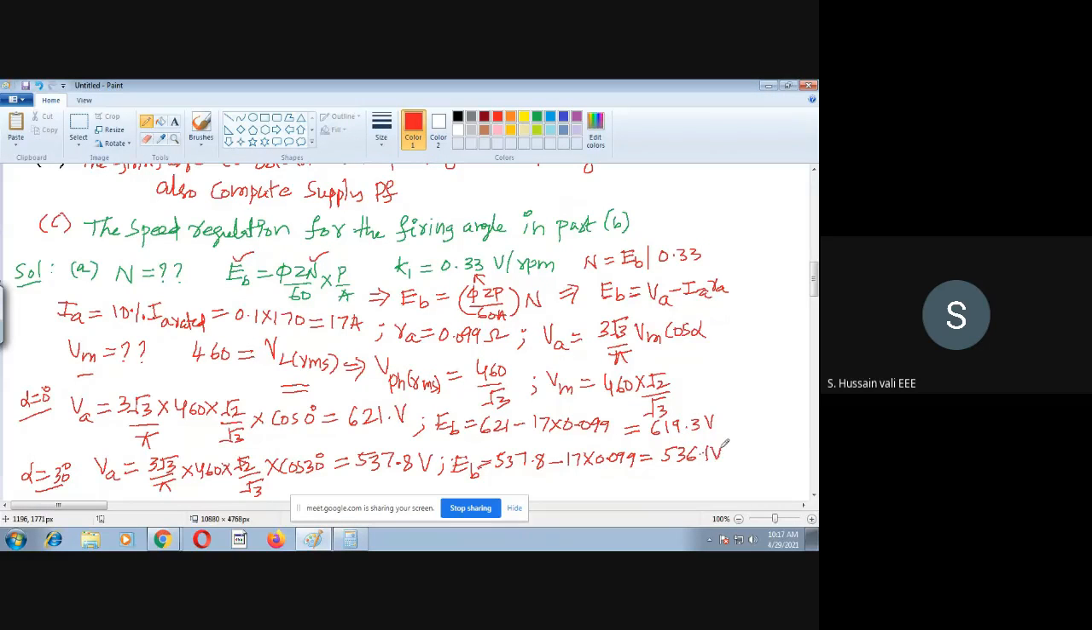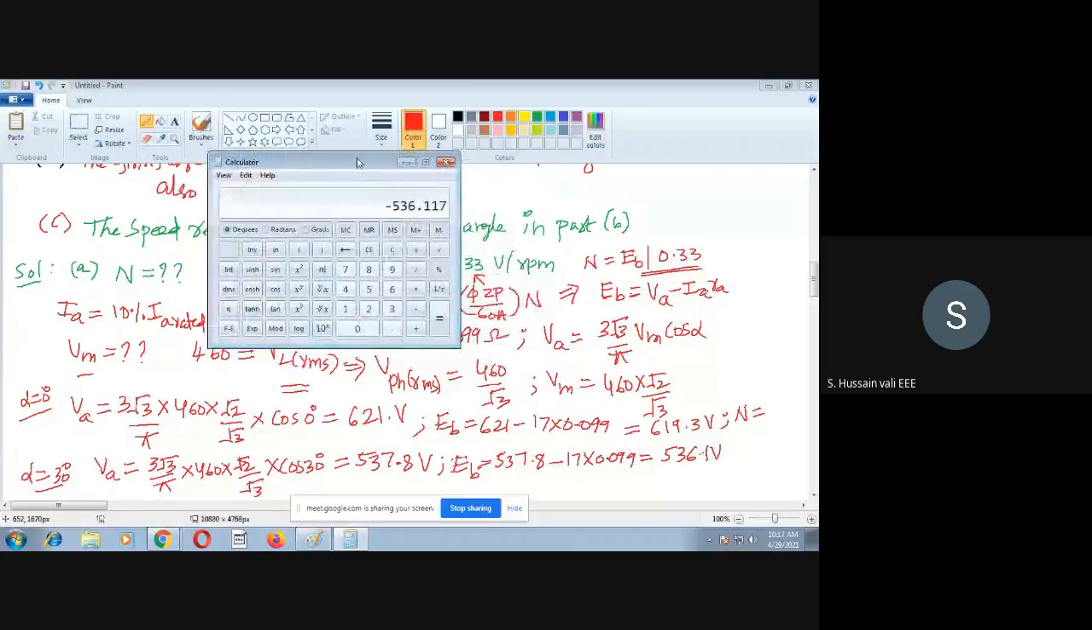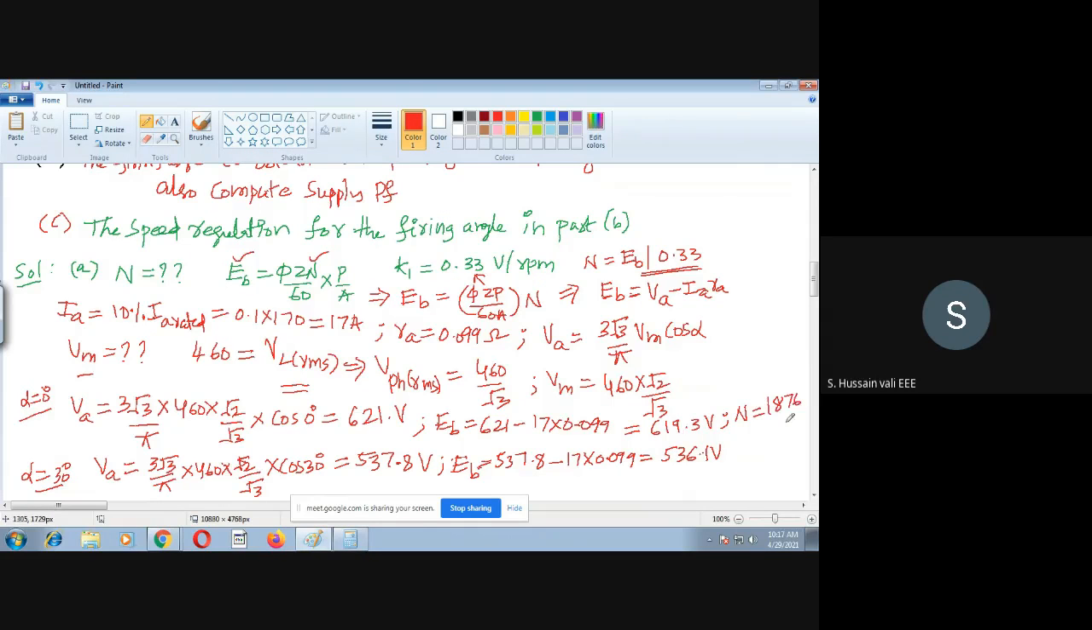So now from this, you please tell what is the N value now. N is equal to EB by 0.33. We have this formula. N is equal to EB by 0.33. So do that and tell me what is the answer. So 1876. So we got the speed here, 1876 RPM. How did we get this? We got it from this equation, N is equal to EB by 0.33.